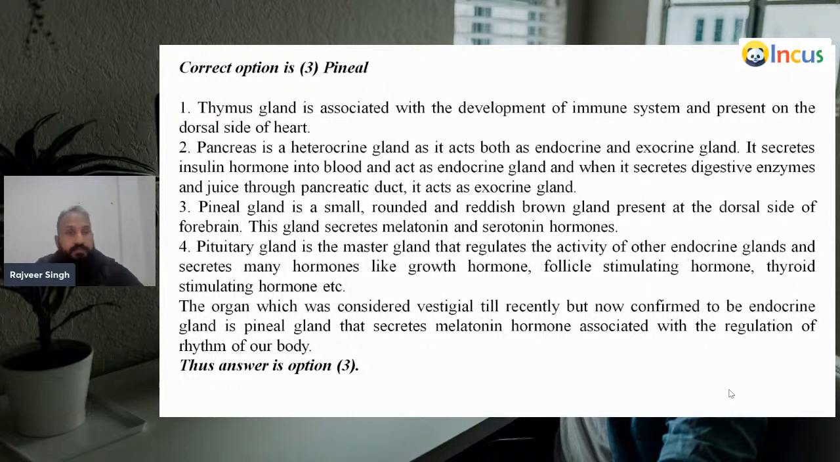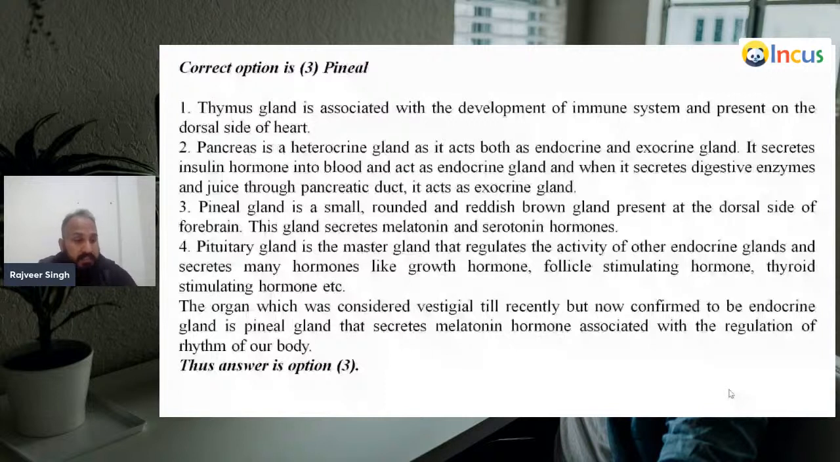Now, then after, the pineal gland is a small, rounded and reddish brown gland present at the dorsal side of the forebrain. This gland secretes the melatonin and serotonin hormones. The pituitary gland is the master gland that regulates the activity of other endocrine glands and secretes many hormones like growth hormone, follicle stimulating hormone, thyroid stimulating hormone.